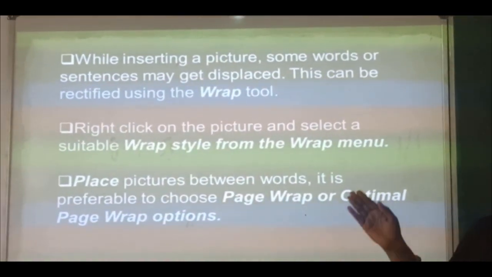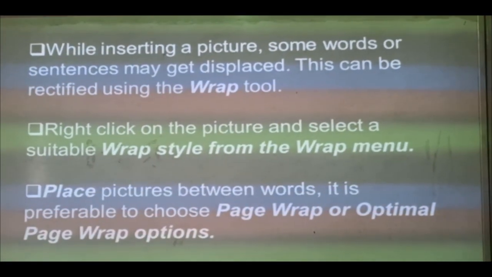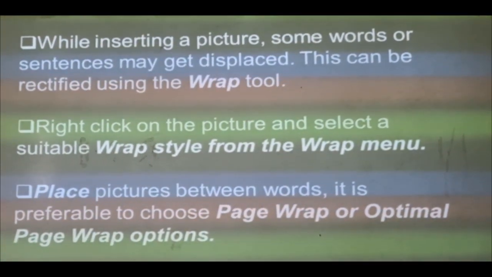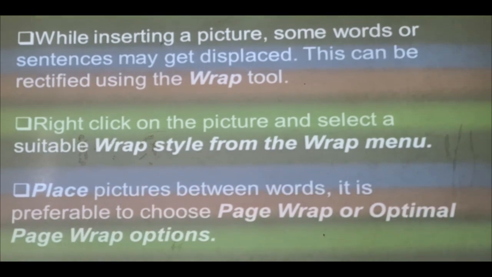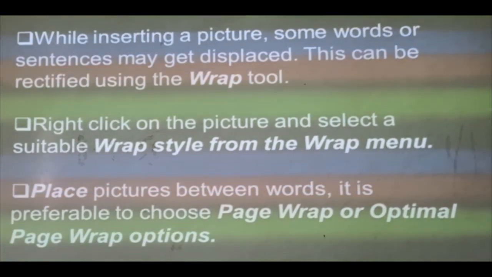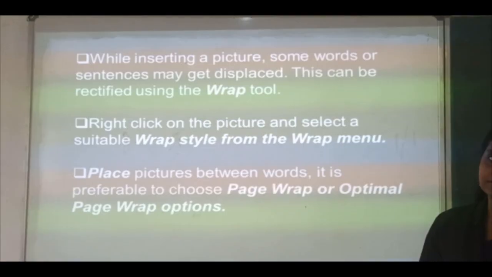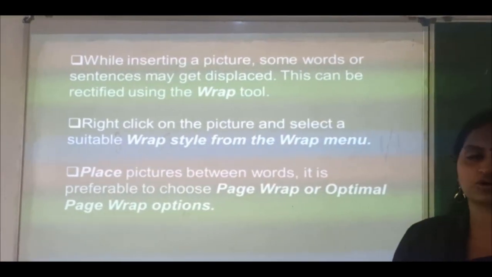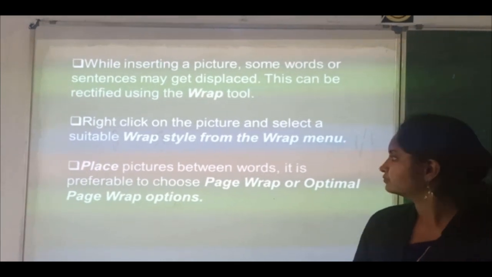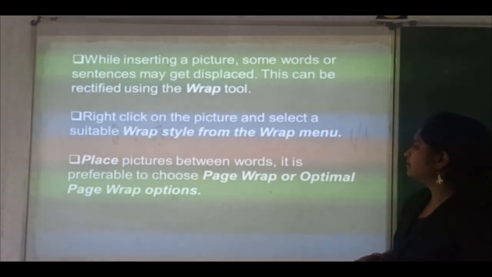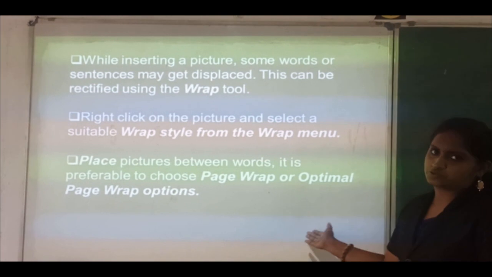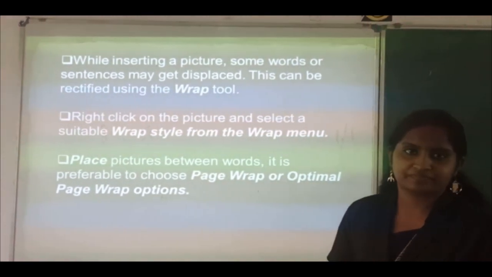Okay. So right click on the image which you have inserted in a document, and you will get an option wrap style from the wrap menu. You can click on that. You will get the option, and it will be placed with that particular content in a document. I will show you in the practical section. And here, after placing that, you can use the particular options of wrap styles.